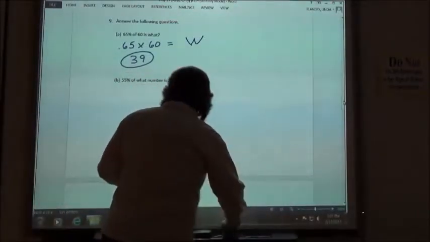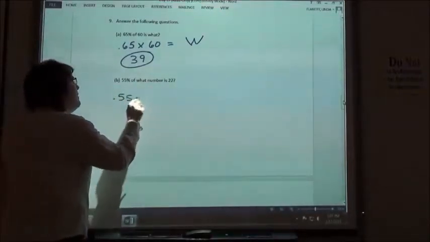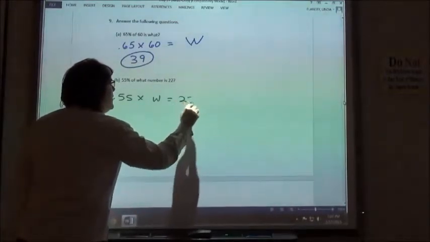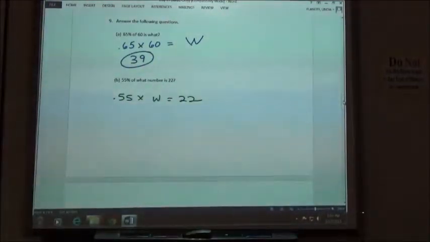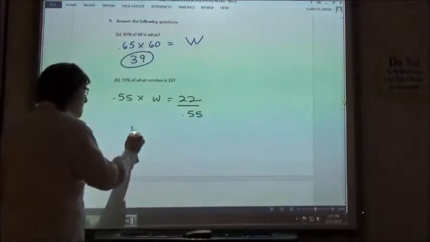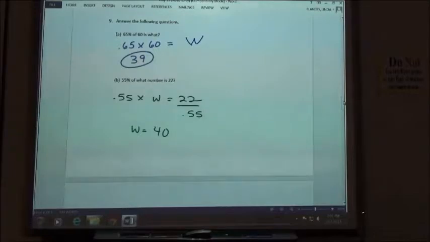Part B. Translating that into an equation. 0.55 times W equals 22. So if I want to solve that, I'm going to divide by the 0.55, exactly. 40. So 55% of 40 would be 22. A little more than half of 40. Yep.